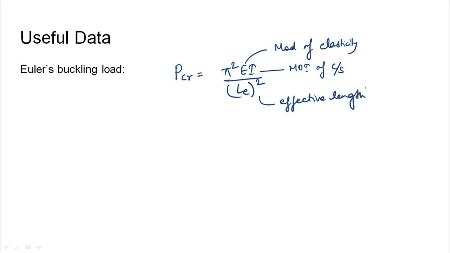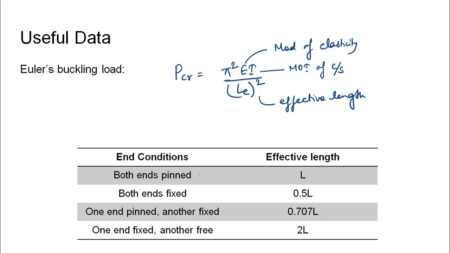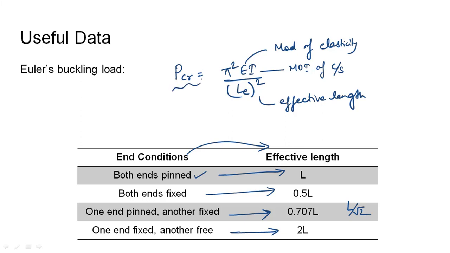So namely, four standard conditions exist. The first one is when both ends are pinned. For this case, the effective length is equal to L, that is the length of the column. When both ends are fixed, the effective length is half of L. When one end has been fixed and another is pinned, the effective length is 0.707 L, which is another form of L by root 2. And when one end is fixed and another end has been left free, the effective length turns out to be 2L. So depending upon the end conditions, one needs to choose the effective length and substitute it back in the formula to obtain the critical load.